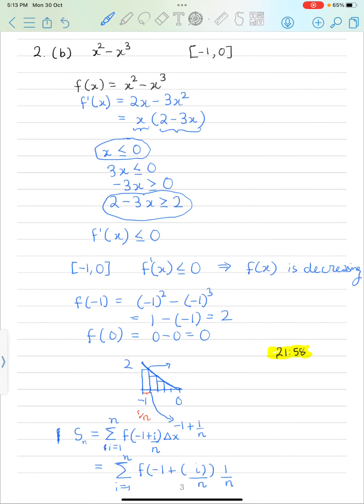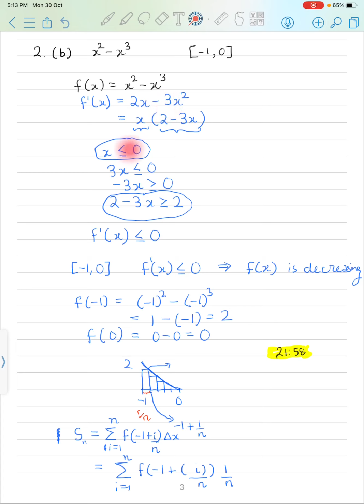Hello. So now we will solve question 2b. In this, the function is x squared minus x cubed, from minus 1 to 0. So f(x) is this one. So f'(x) is 2x minus 3x squared.